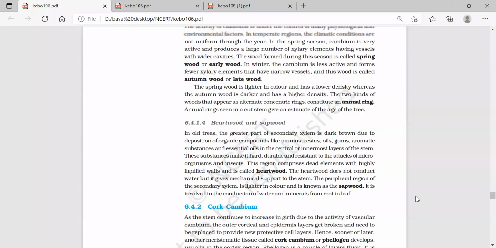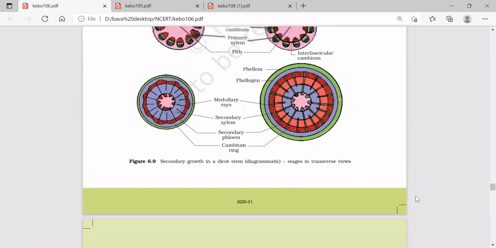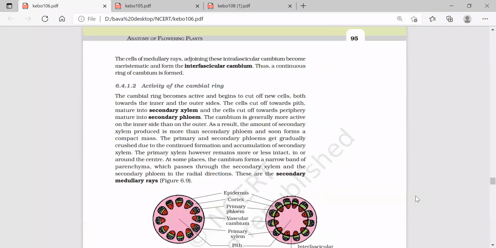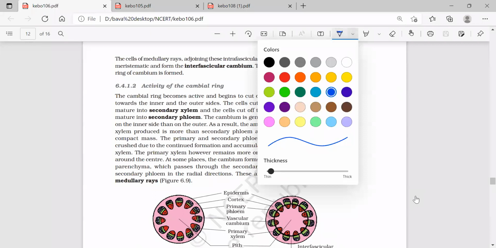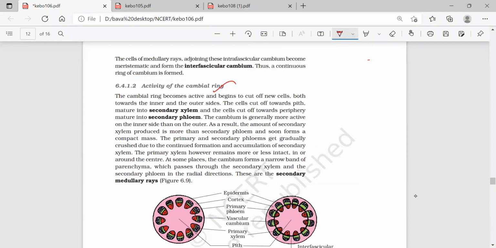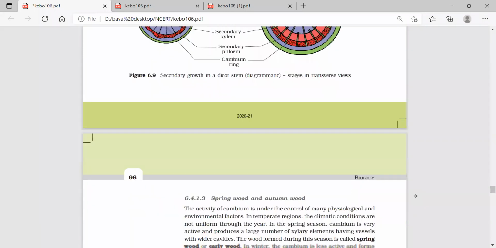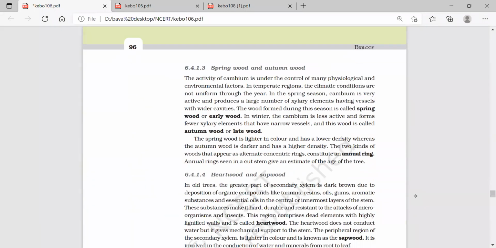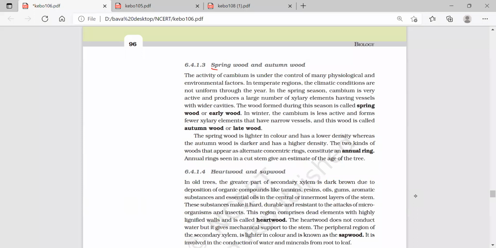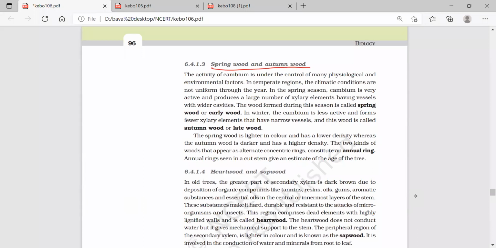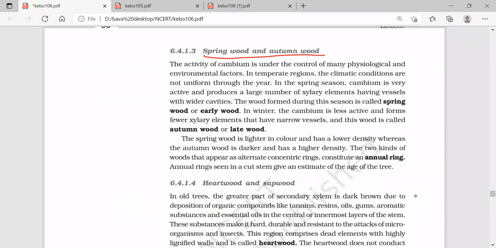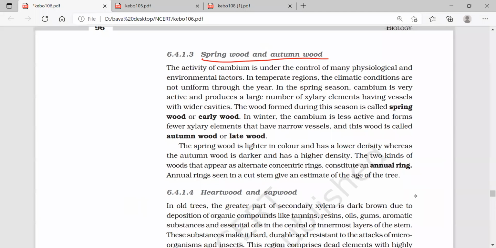Okay, no issue. Today we will discuss. I think we completed the activity of cambial ring, right? Yes sir. Okay. So now let me talk about the spring wood and autumn wood. Is it visible to everyone? Yes, sir. Okay, right.